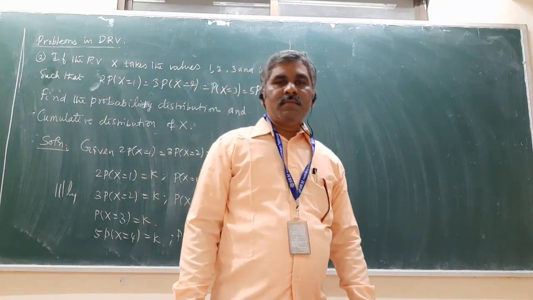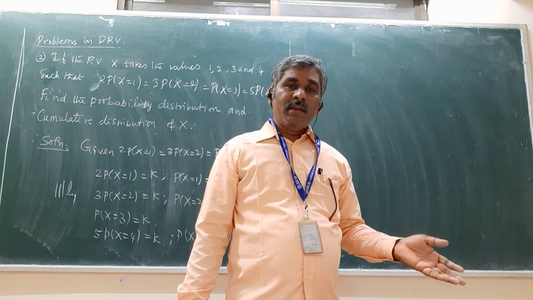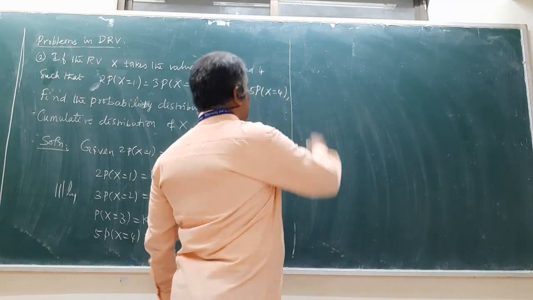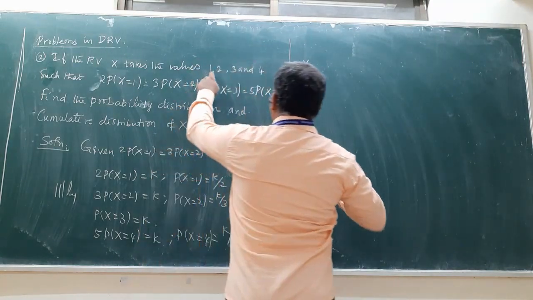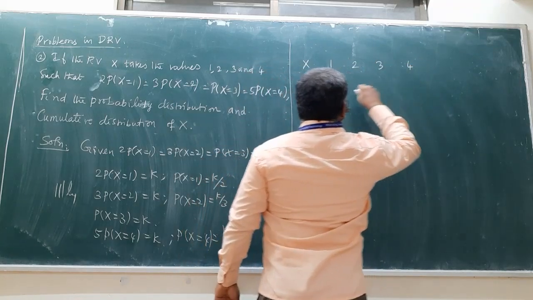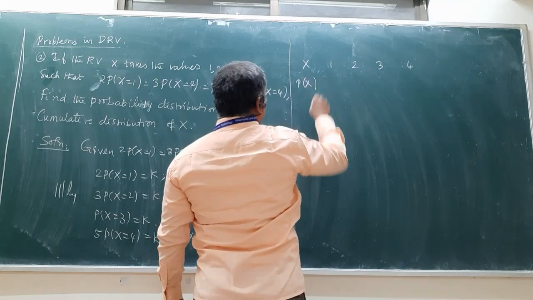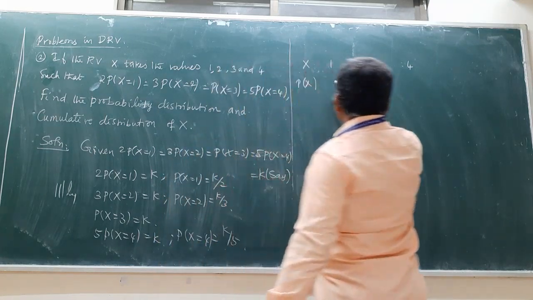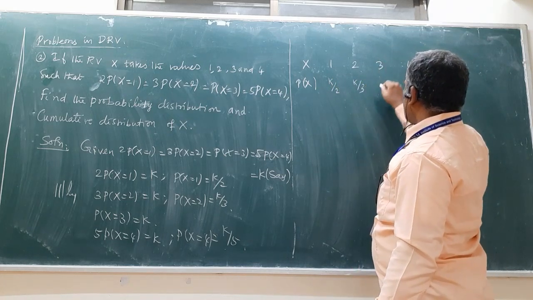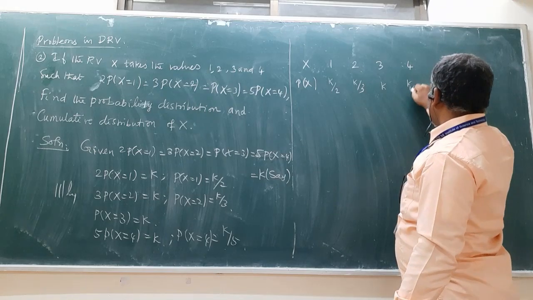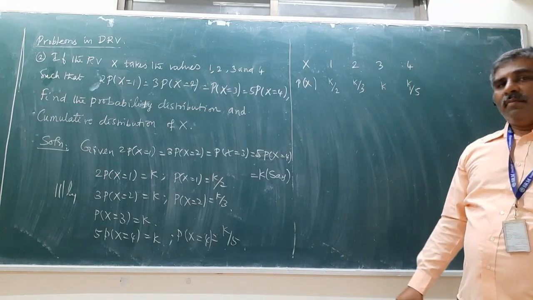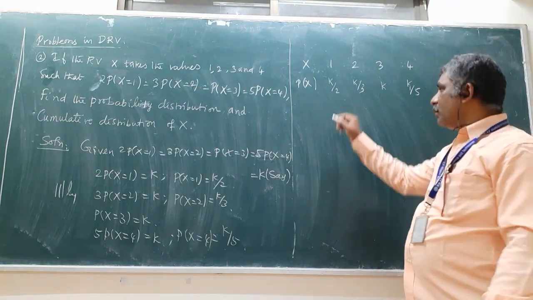Now, for the probability distribution, we write the x values: given that X takes the values 1, 2, 3 and 4. What are the p of x values? Here k by 2, k by 3, k, k by 5. We know that by the property of a probability mass function, the summation of all the probabilities is equal to 1.